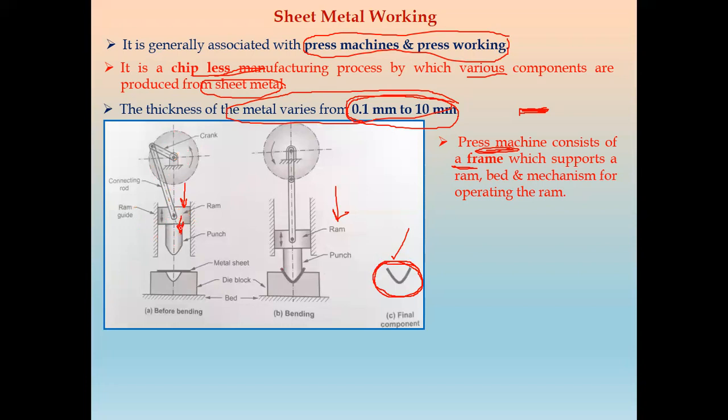The ram is like a piston-like structure. It will reciprocate inside this guide. The guide is a cylinder-like structure. Inside this ram guide, there is a downward motion and an upward motion, that is the to and fro motion, the reciprocating motion. The mechanism by which this is operated is called a slider crank mechanism. So we have a crank, a connecting rod and a ram, which is also called a slider.